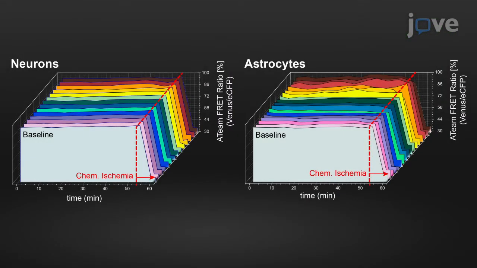Long-term ATeam-FRET ratio in 14 different cells under baseline conditions in neurons and astrocytes show that the ATeam is a reliable and stable sensor. Please note that the chemical ischemia resulted in the expected strong drop in the ATeam ratio in both cell types at the end of this experiment.